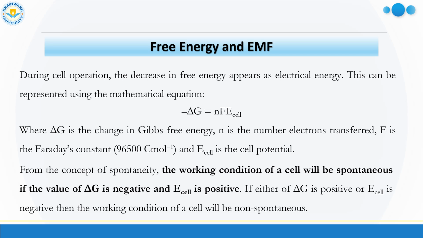For the working condition of a cell reaction to be spontaneous, the value of delta G must be negative. In that case, E cell has to be positive for the cell reaction to be spontaneous. On the other hand, if delta G is positive or E cell is negative, then the working condition of the cell will be non-spontaneous.